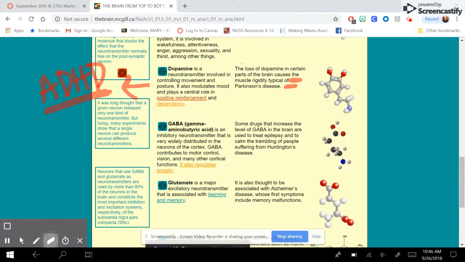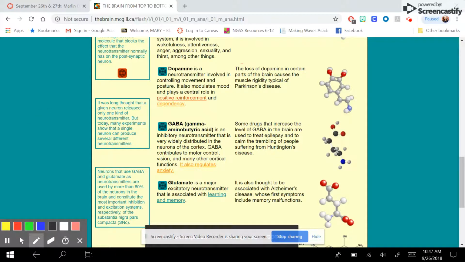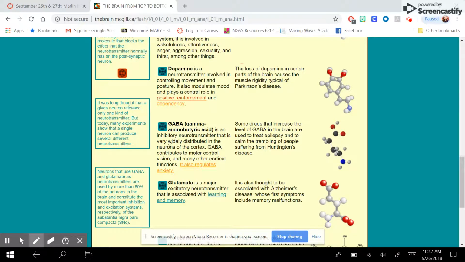So that's dopamine. The next one is GABA, gamma aminobutyric acid. That's pretty wordy to say, so we can stick to saying GABA. This one is an inhibitory neurotransmitter, so that means it's going to stop an action. With GABA, it'll still do muscle movement and motor control, and it also regulates anxiety. GABA is pretty much used to stop epilepsy and people trembling. So GABA, again, is inhibitory. It's going to try to stop movement and stop things from firing.